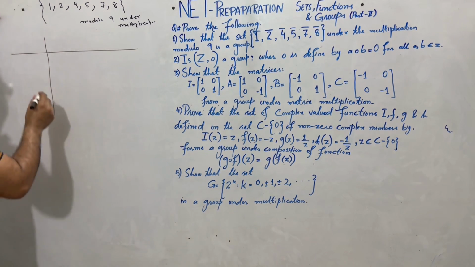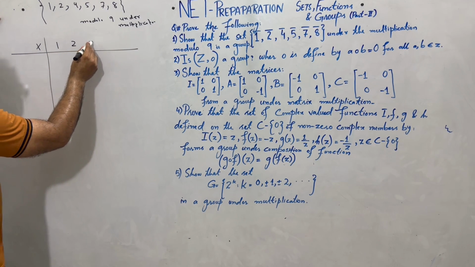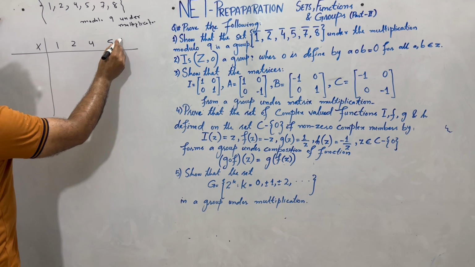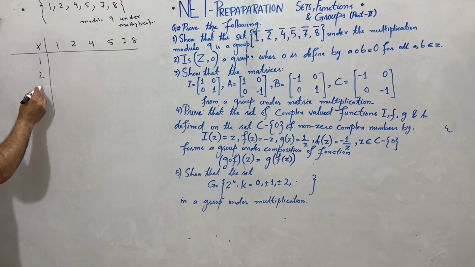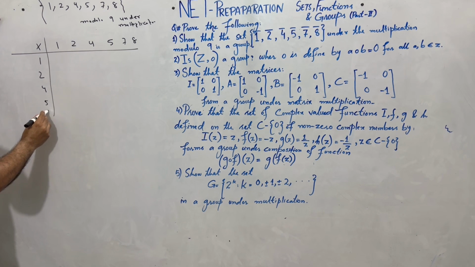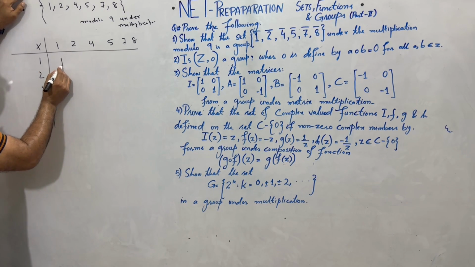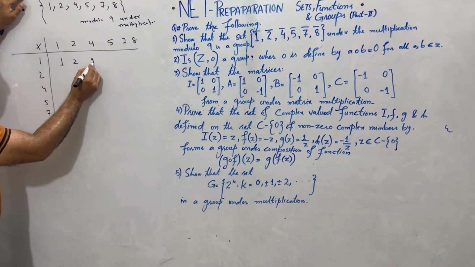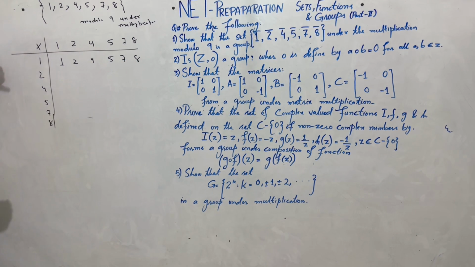Modulo 9 multiplication, we have 1, 2, 4, 5, 7, 8. Let me construct the Cayley table. 1 is the identity; multiplication with 1 does not alter anything. Let's see from where our game starts.